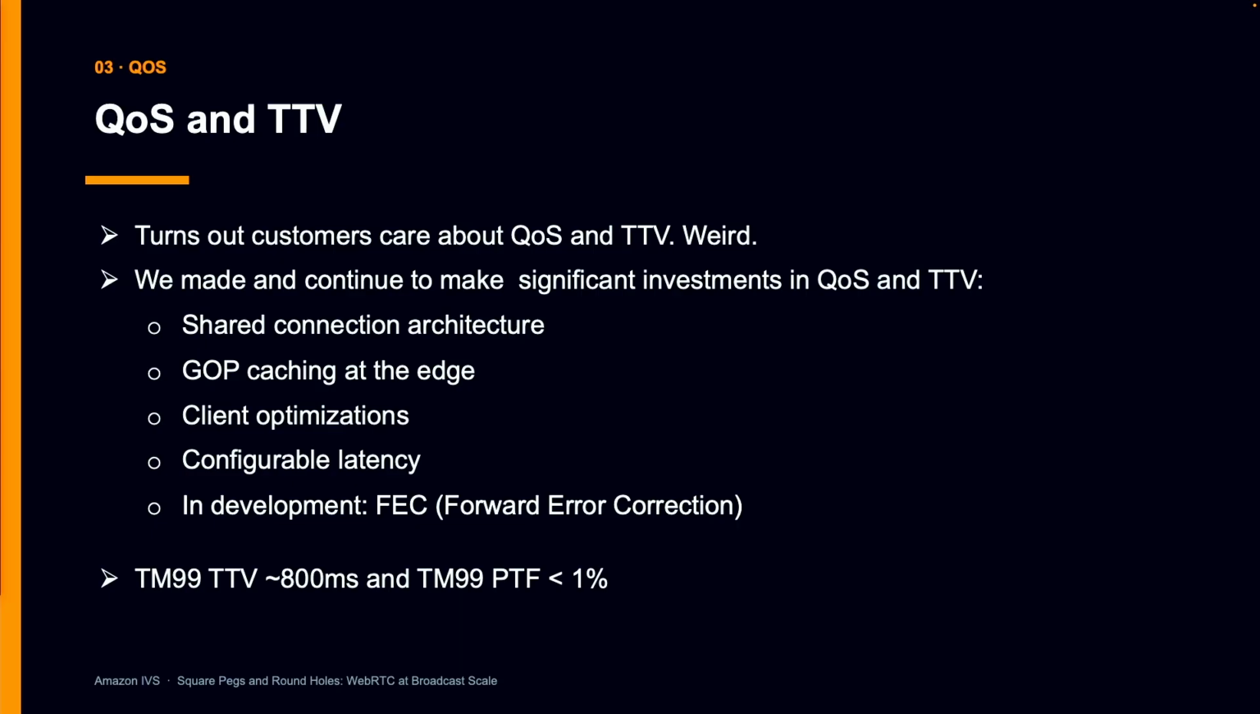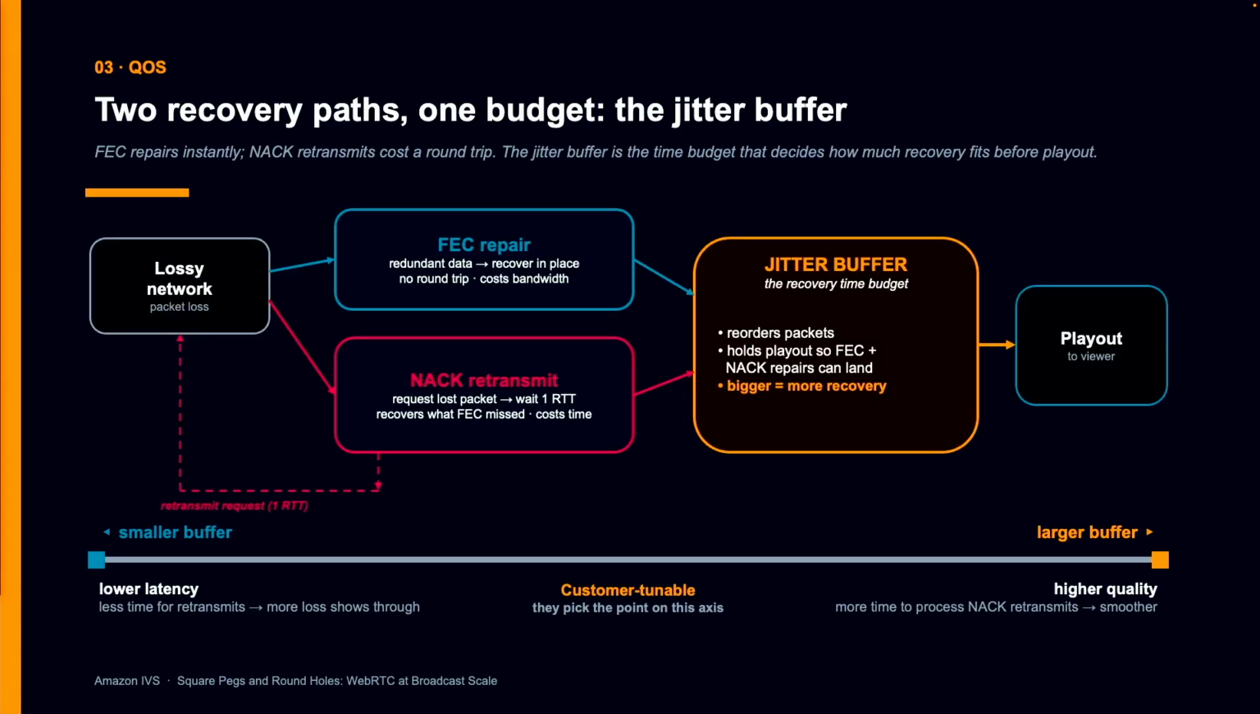And let's see, right now it looks like our TM99 is right around 800 milliseconds for time to video. In this case, time to video is from connection establishment to the first decodable frame, and percent time frozen is less than 1%. All right, this is just a nice diagram of what that looks like.